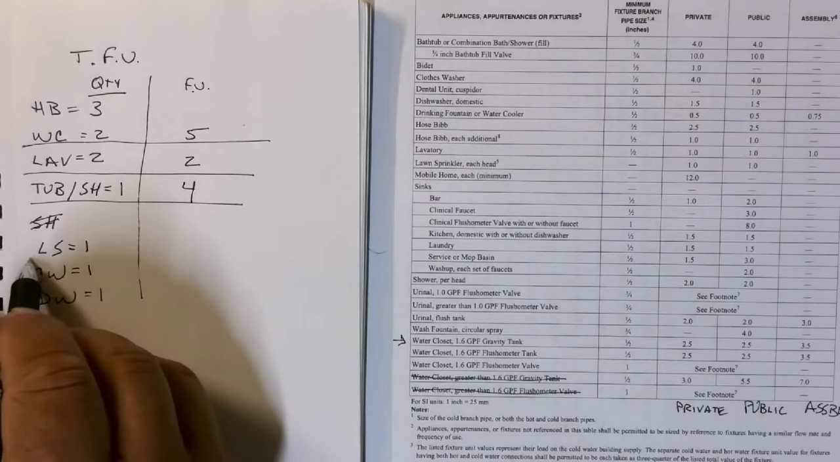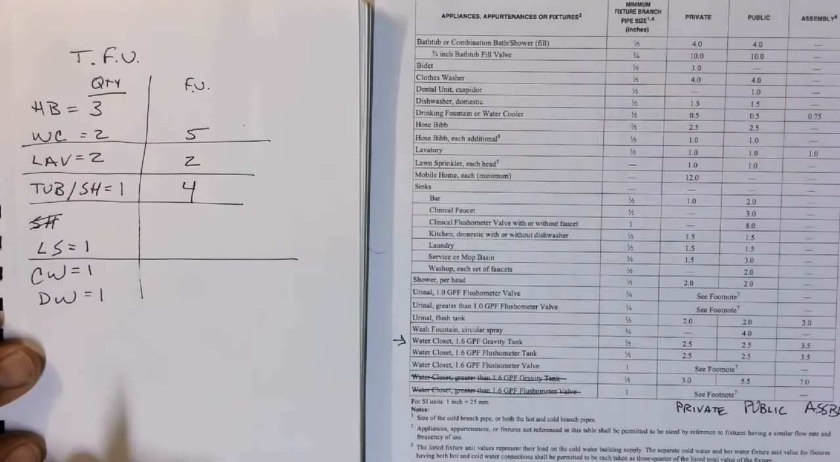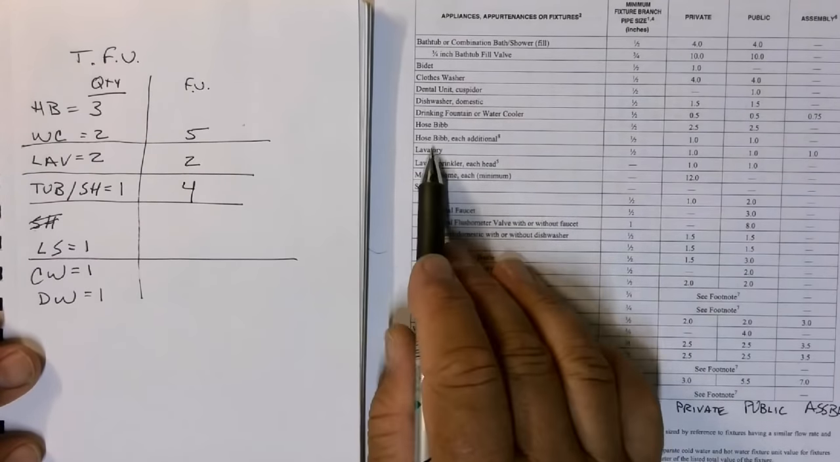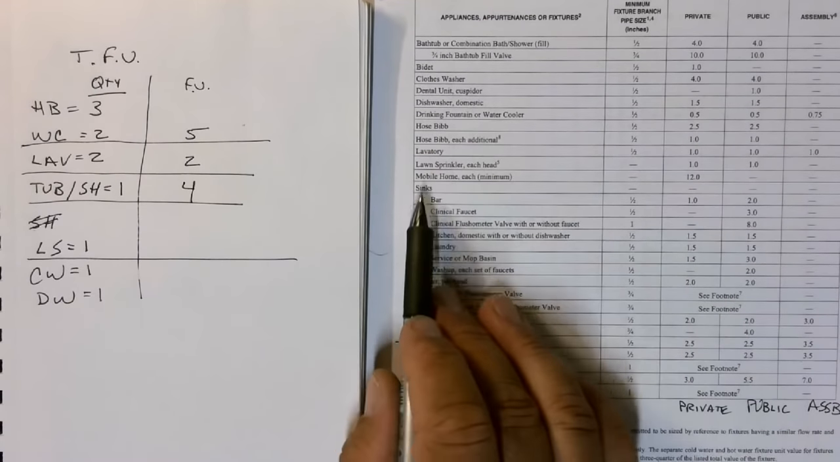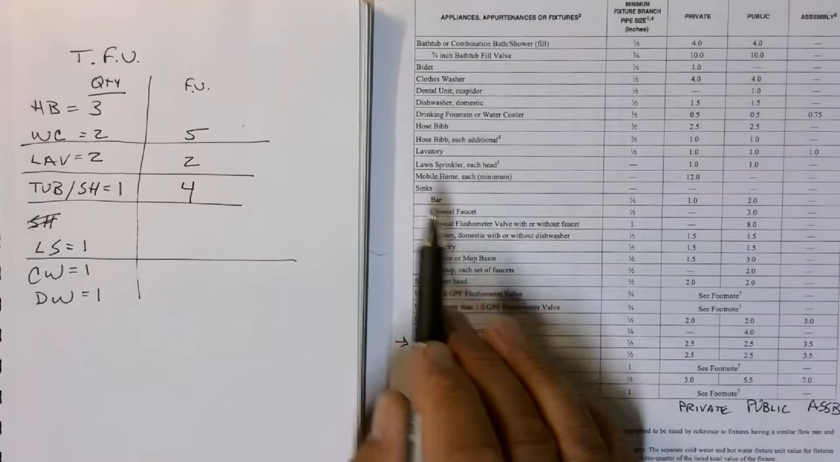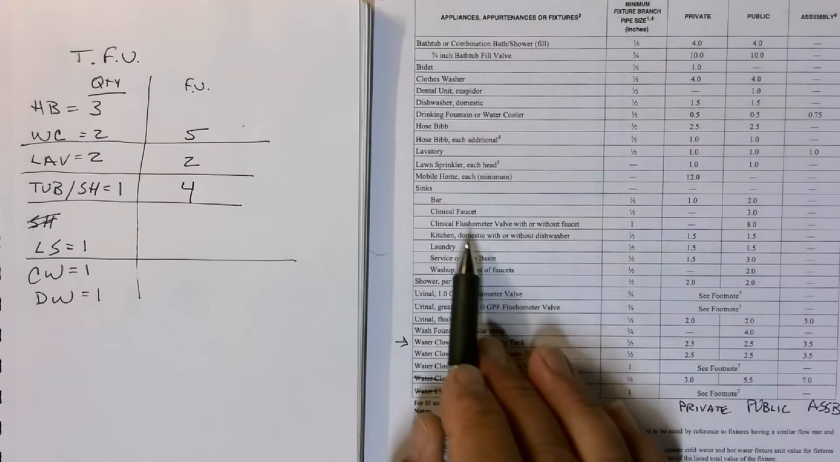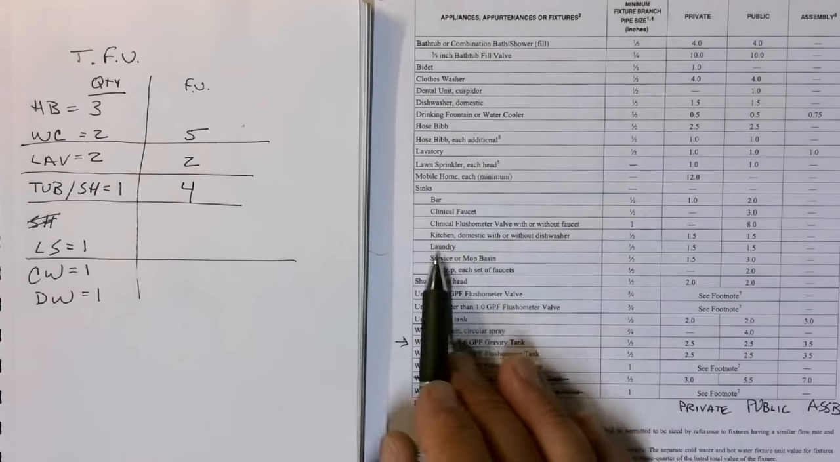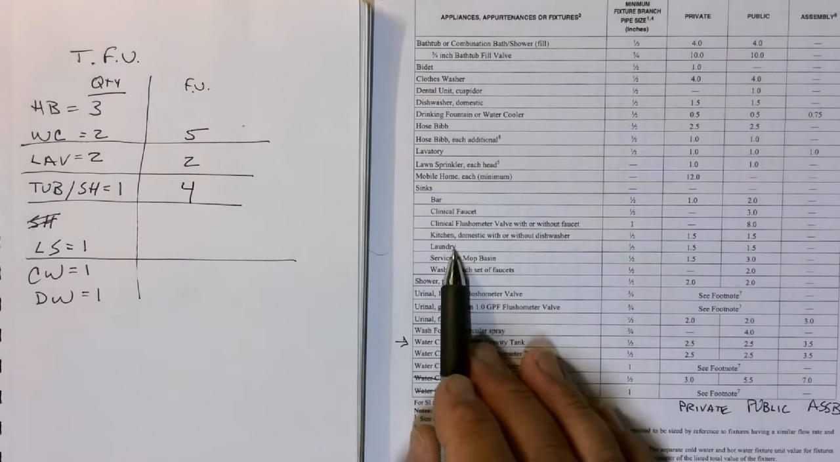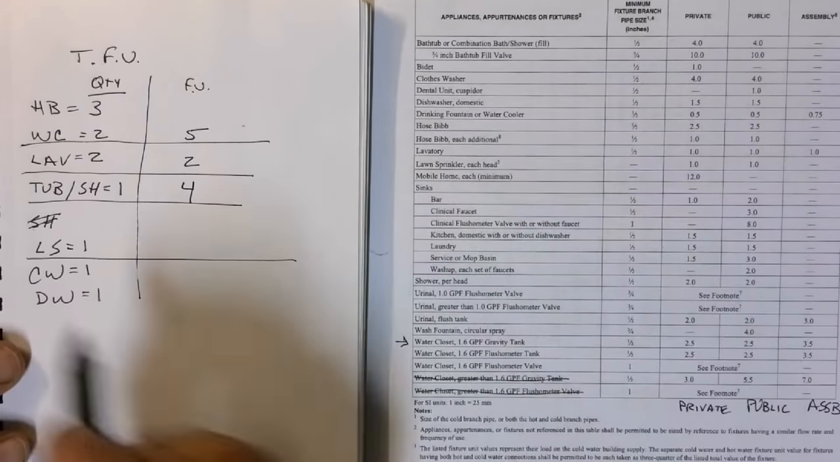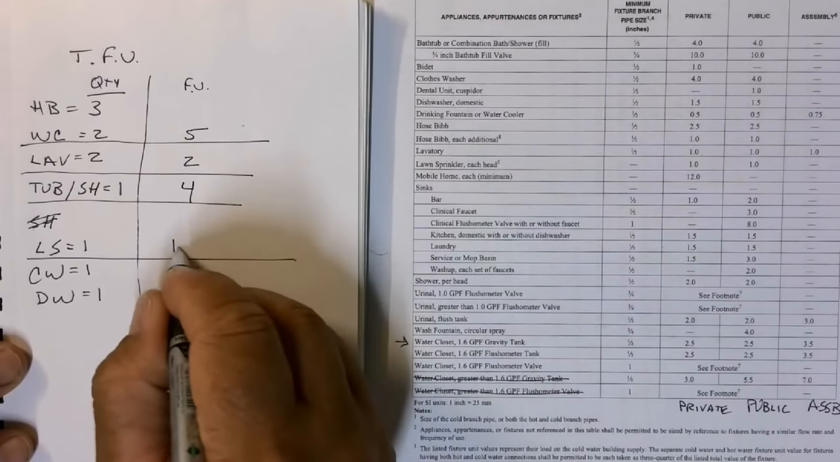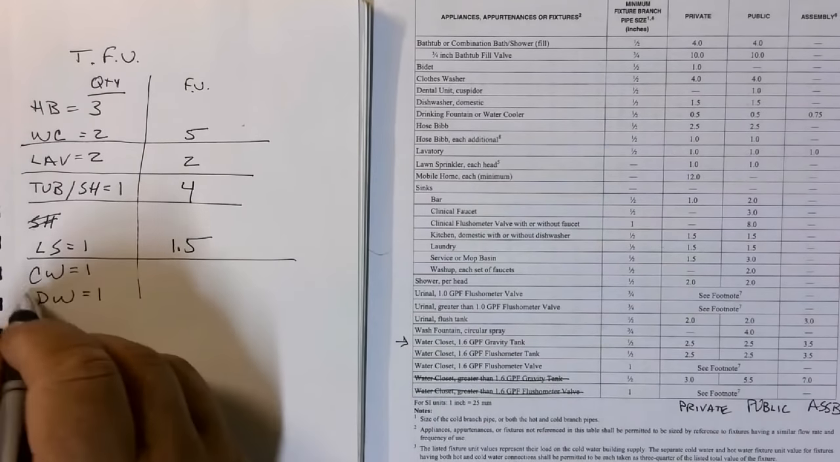Okay, laundry sink. Let's look at laundry sink. I don't have laundry sink in here. So what we do is, check this out. Sinks. I've got bar sinks, clinical faucets, clinical flushometer valves, kitchen sinks, laundry sinks. Oh, yeah, laundry sinks. 1.5 fixture units. So my laundry sink, 1 laundry sink, 1.5 fixture units.